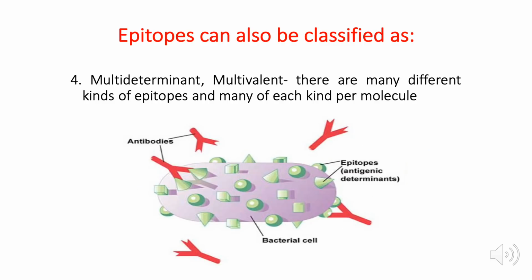When you say multideterminant, multivalent, there should be several types of epitopes and many of each type of epitope on the surface of the cell or microorganism. Take a look at the picture of the bacterium. It has a triangular epitope, a cube epitope, and a spherical epitope. So you have a total of 3 epitopes, and for each epitope, you have more than one. You have several triangles, several cubes, and several spherical shaped epitopes. Therefore, that bacterium is described as multideterminant, multivalent.